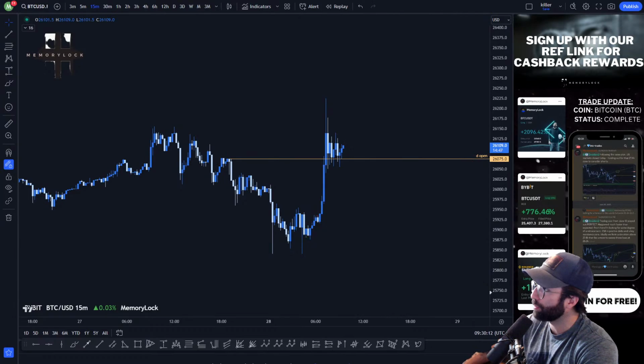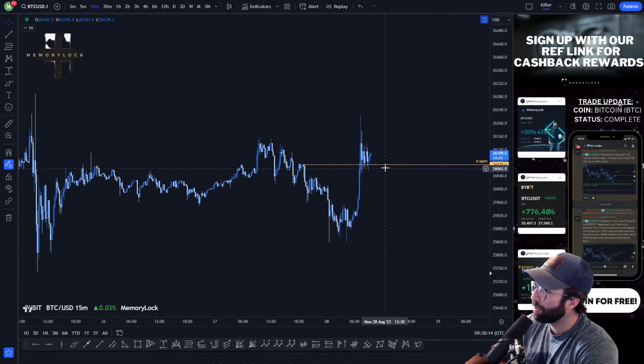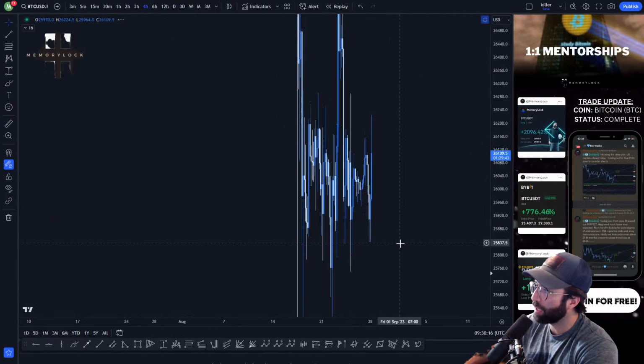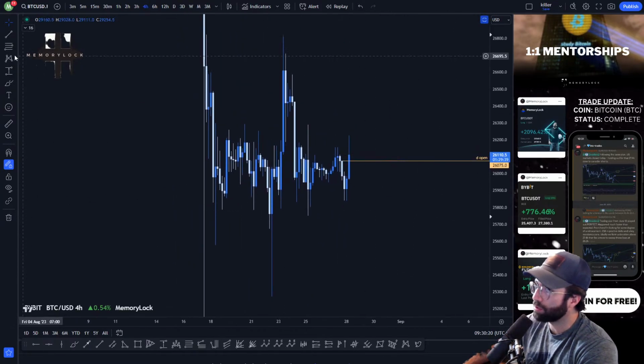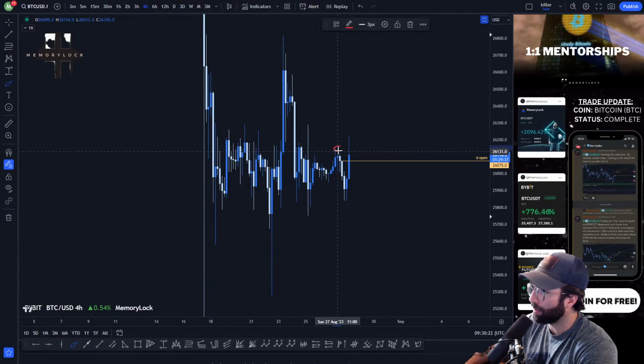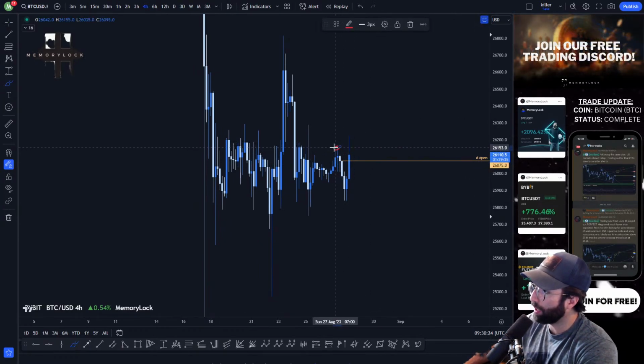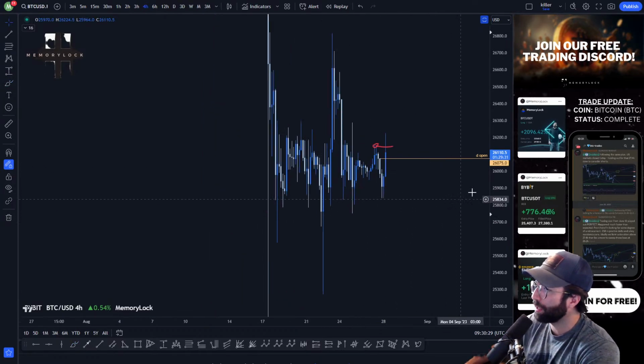I don't see any reason why we couldn't have some kind of a move up or some degree of continuation to the upside. We'll have to see how this next 4-hour candle closes. Ideally, this next 4-hour candle, I do not want to do a sweep of these. It would be really great if we could close above this level here, and especially the daily open, right?